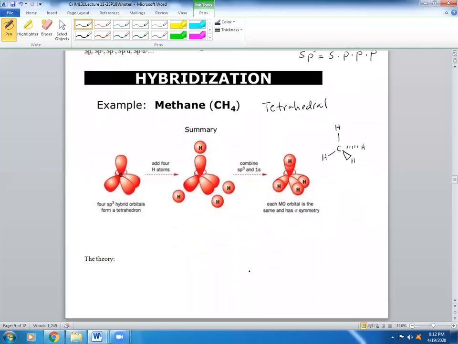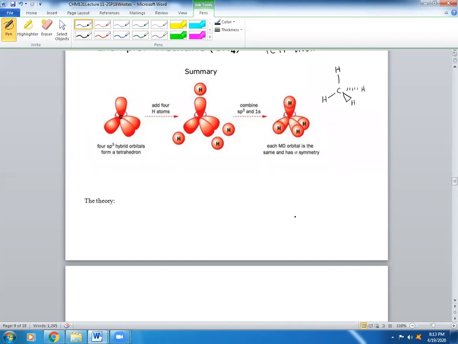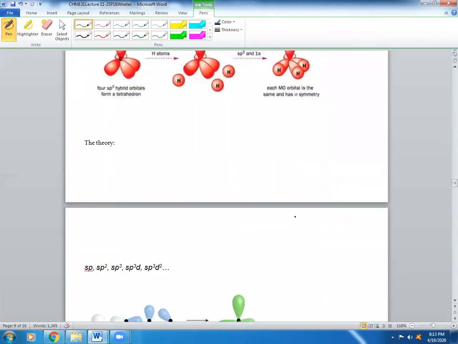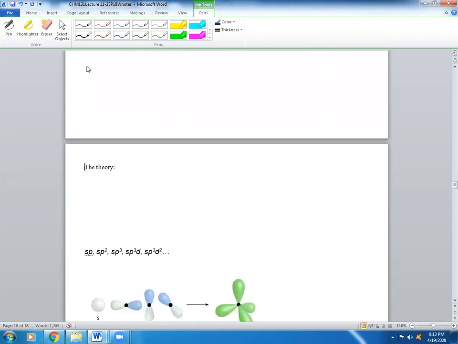Good. So where does the theory come from? Because this is all nice. This is all an important theory. I'm going to need you to be able to predict the hybridization. So really, really straightforward stuff. But let's look at the theory really quick, because I don't like to teach just something without explaining the theory. The theory goes like this.